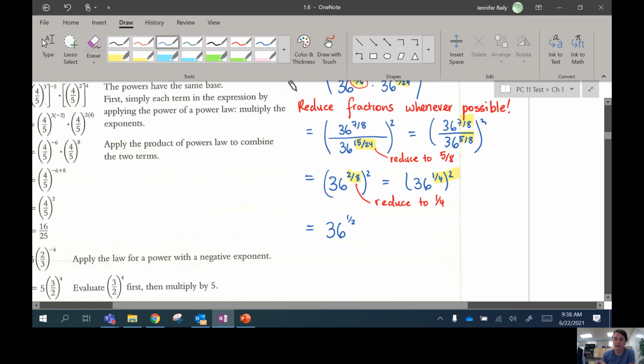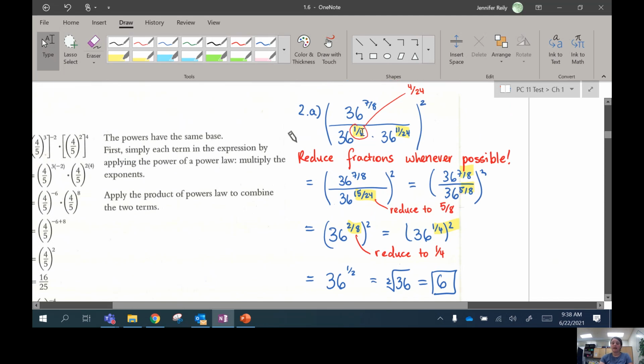And there we go. Now we can evaluate it now that it's a single power. Recall that powers of a half are the same as a square root, and the square root of 36 is 6. There we go. So something that looks quite complex, using the exponent rules, we can simplify it down and then evaluate it without even using a calculator, which is pretty cool. So that's why the exponent laws are pretty useful.